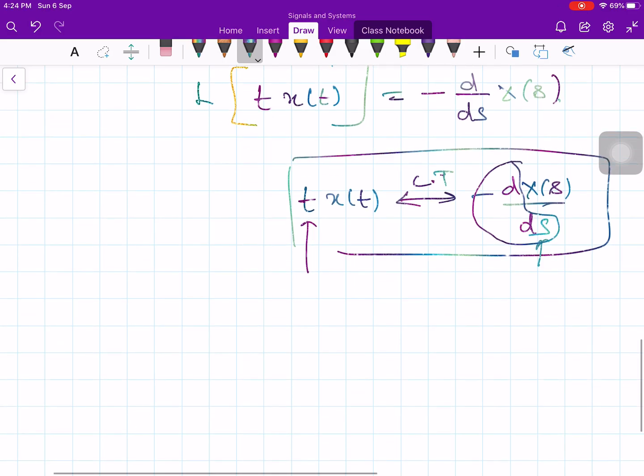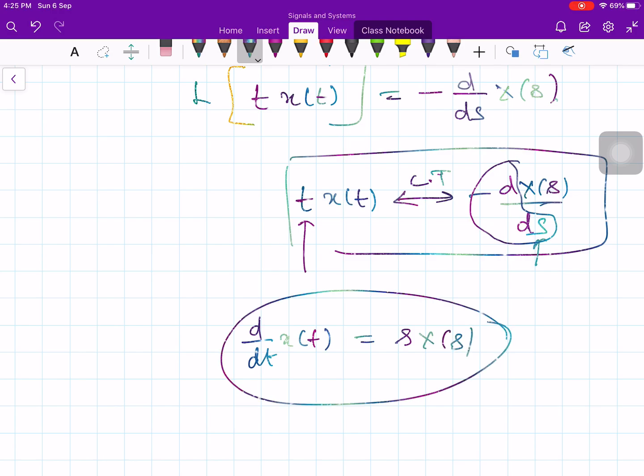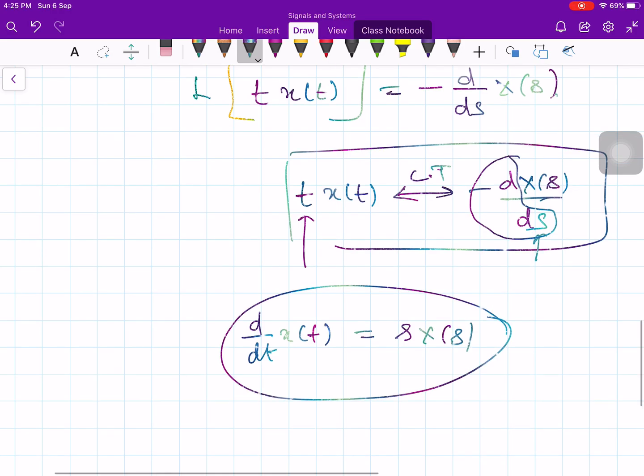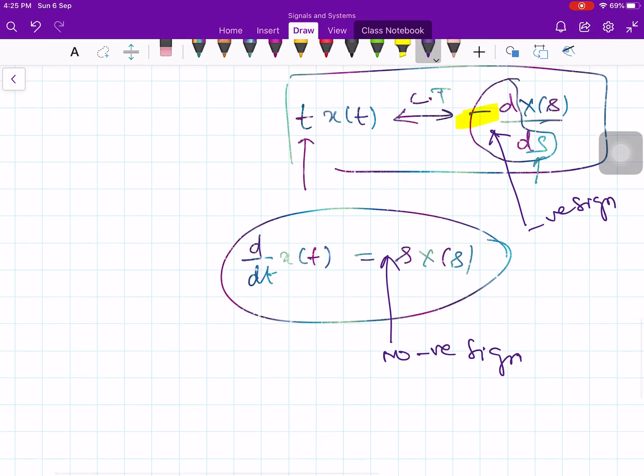Okay, on the other hand, if you look at the previous property, if you take the derivative in the time domain, then it is going to be multiplication in the frequency domain. So there is a similar relationship, except there is a negative sign. The only difference is the negative sign here, and here no negative sign. That's the only difference. So it is somewhat a dual relationship. Multiplication in the time domain, differentiation in the frequency domain.